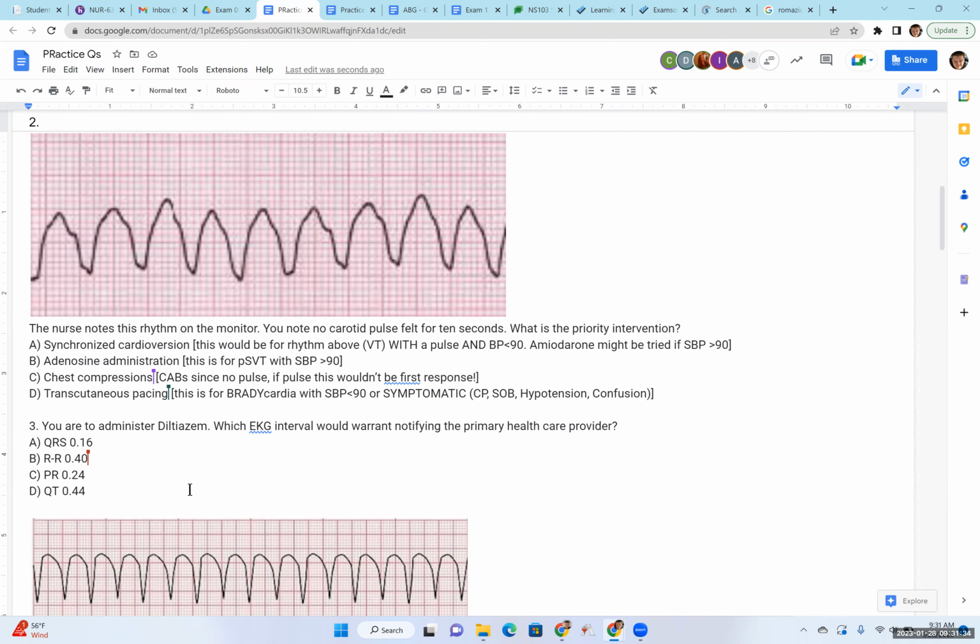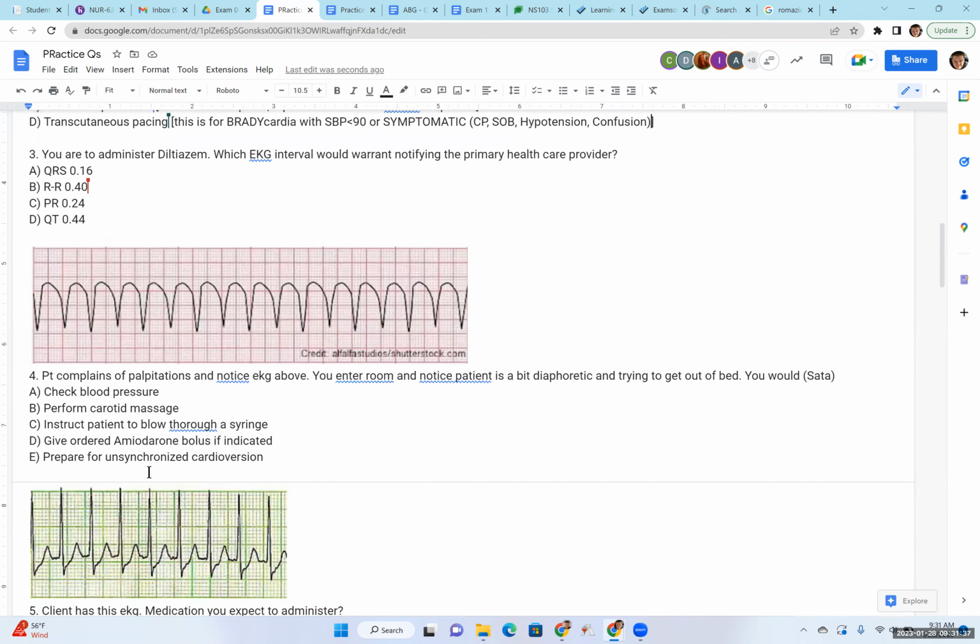Okay. So then going on. Do you want to keep going? Okay. You administered diltiazem, which EKG interval would be concerning?